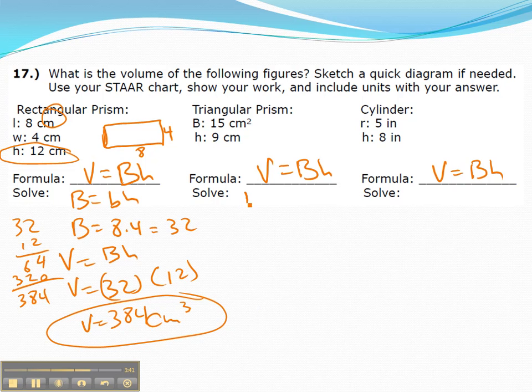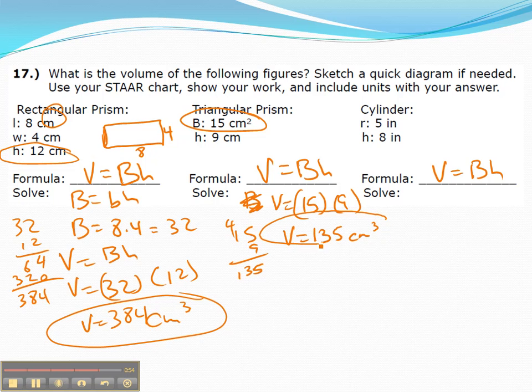The triangular prism, well, let's sketch it. Well, actually we don't need to, because it tells us the area of the base in this case, 15 centimeters squared. So B equals 15 times the height of that prism is 9, the distance between the triangular bases. 135 centimeters cubed.